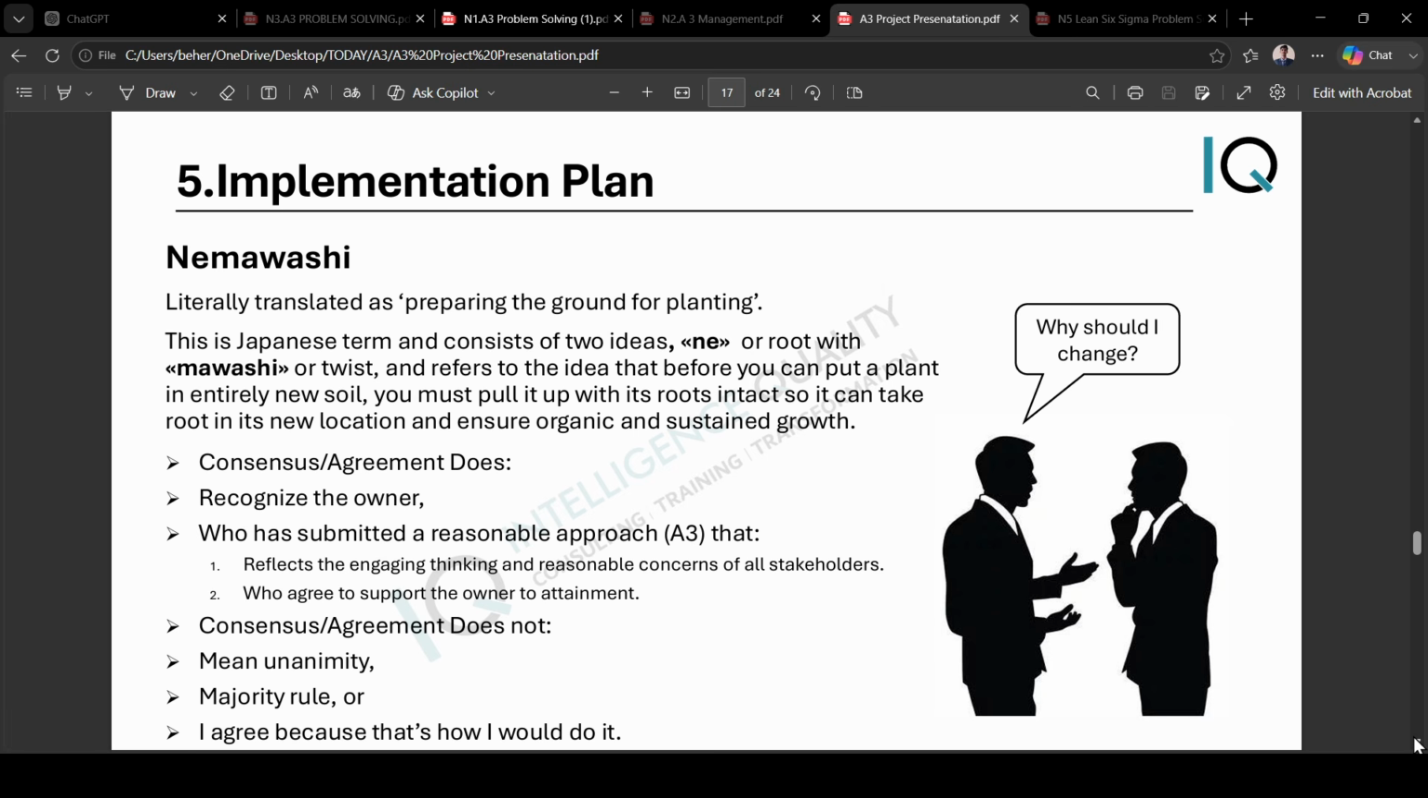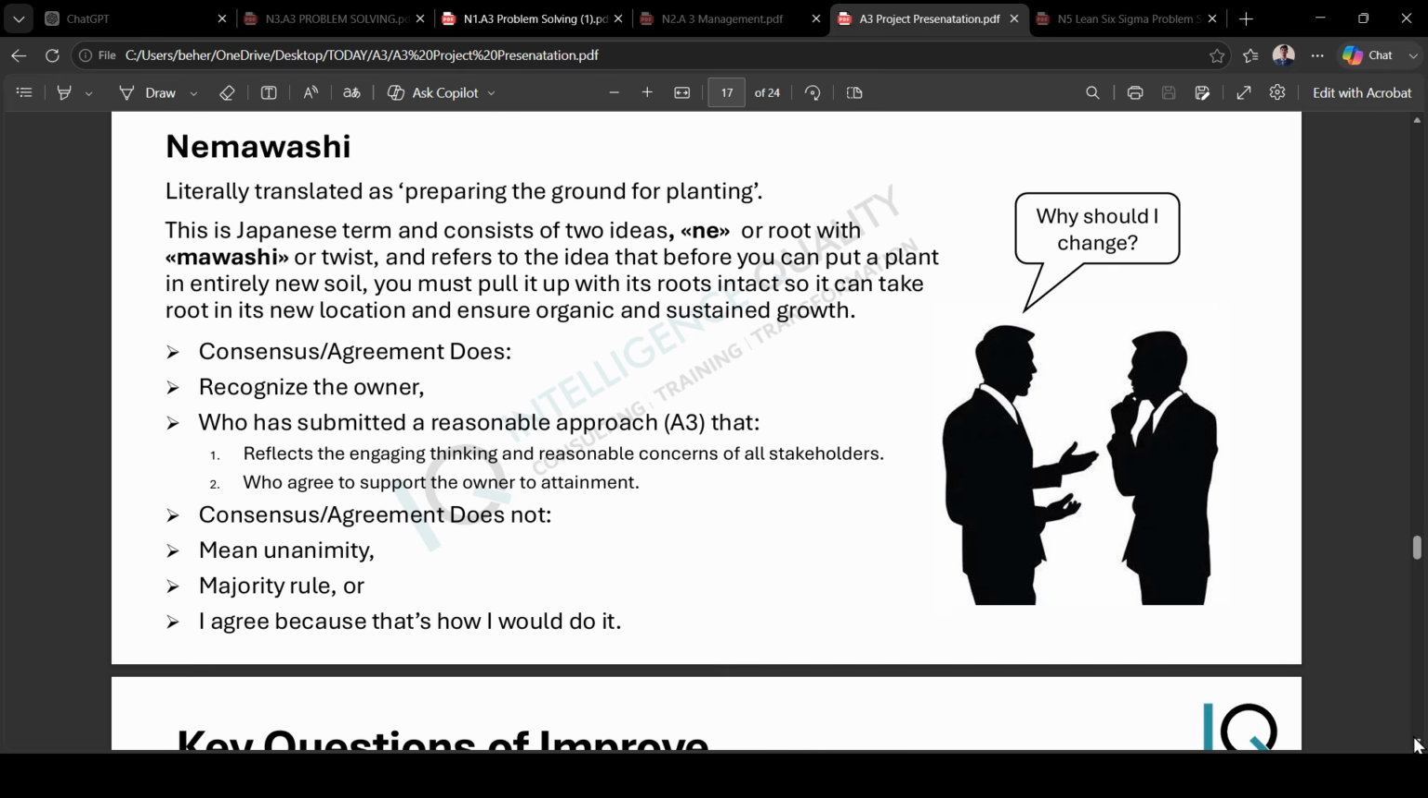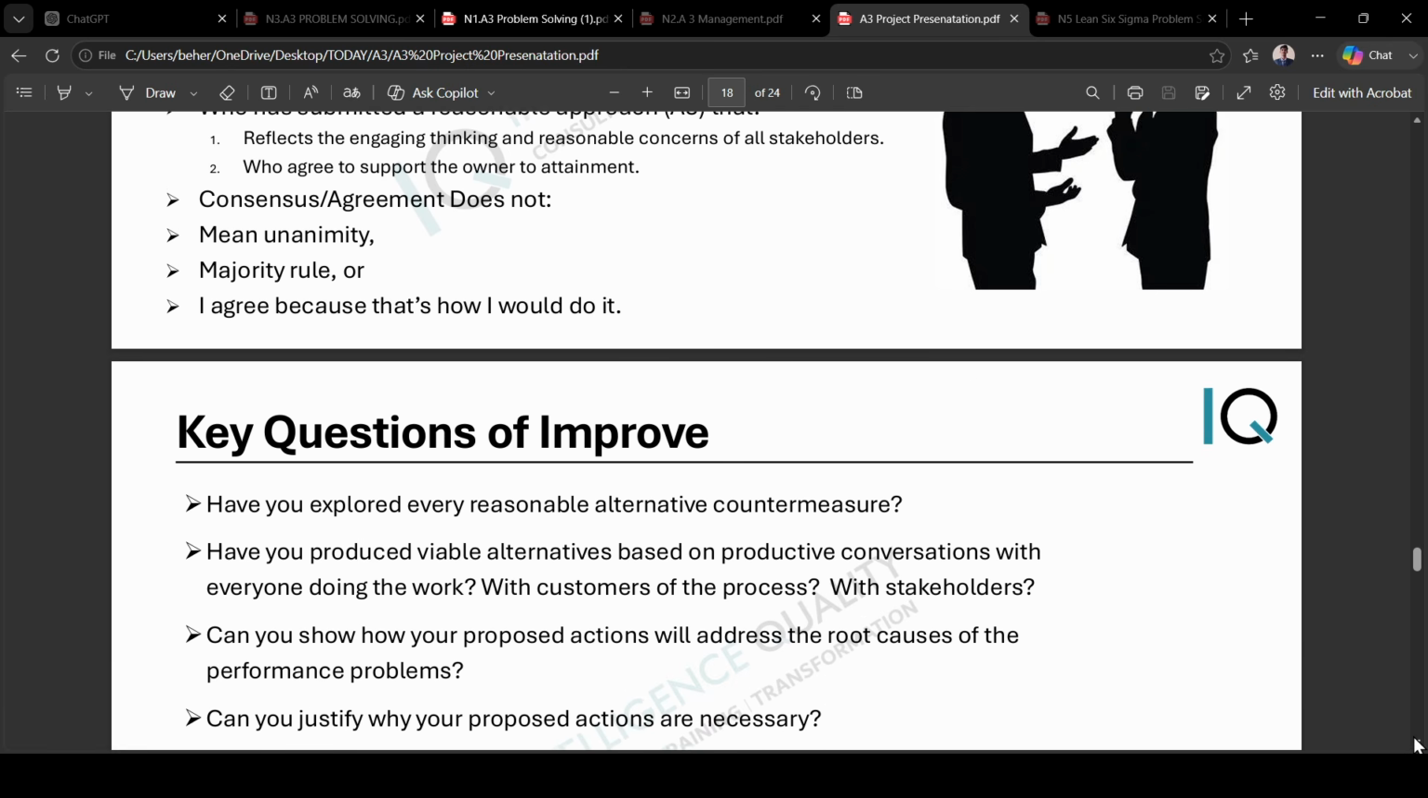Consensus or agreement does recognize the owner who has submitted the reasonable approach, an A3 that reflects engaged thinking and responsible concern, and all stakeholders who agree to support the owner's activity. Why should I change? So consensus means agreement on the merit of the measured goal.